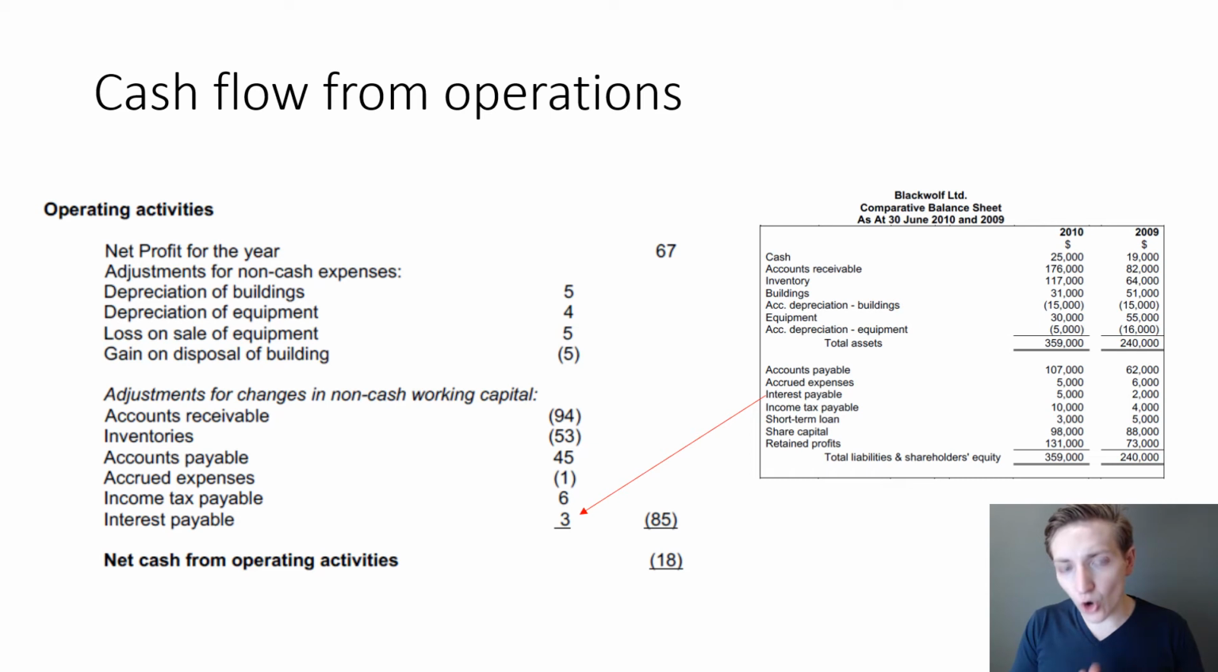So this then gives us our overall net cash from the operating activities. Here the overall is negative 18. That tells us the firm is effectively spending more than it's bringing in terms of cash flows. That's not necessarily a bad thing.